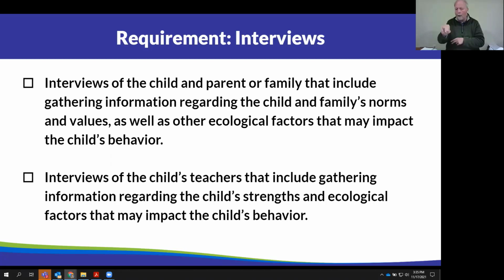You want to know why you're asking each of the questions in the interview. So again, identifying student needs, looking at ecological factors that influence the behavior, and again, to sort of confirm or disconfirm characteristics that were identified by other sources, other interviews, or standardized rating scales, or your observations.